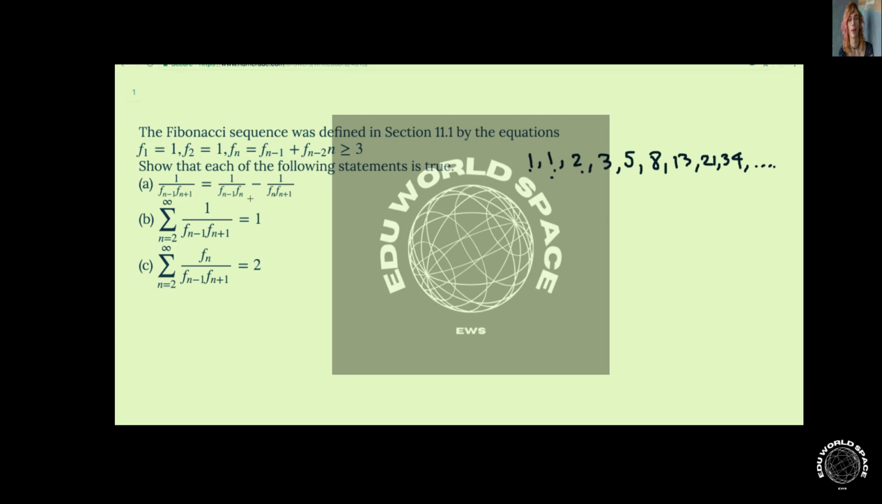So for part A, here we have 3 identities, and hopefully we could use part A to do B and C. So first, let's start off with part A there. Let's just show that this is true. Personally, I don't like those denominators, so I'll go ahead and multiply both sides by that denominator on the left, just to get that out of there.